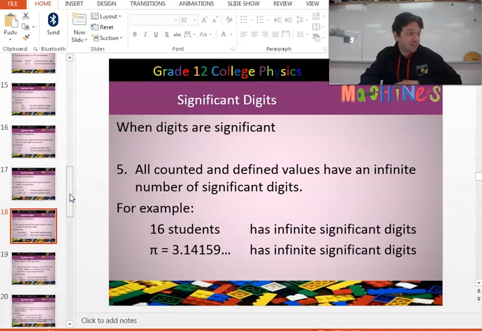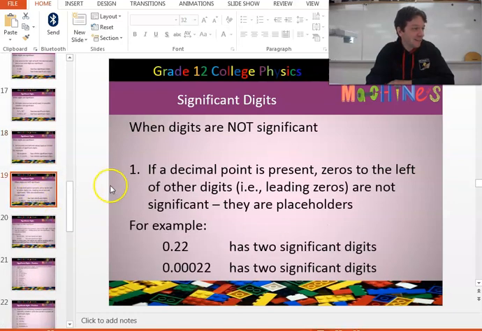If I count the number of students in a class, that's an exact number. I'm not estimating. Right? If I count 8 students, there are exactly 8 students. So that number has an infinite number of significant digits. It's not like I count students and I go, there might be 5, 6, 5.5. I'm not going to do that. Right? So there's no estimation there, so infinite number of significant digits. Same with a number like pi. If you use all those digits, well, there's an infinite number of digits, so there's an infinite number of significant digits.